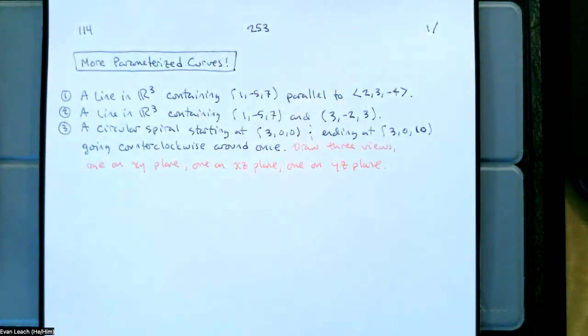Today, we're going to continue looking at parameterized curves that we can stick into a vector field. The first two are going to be pretty important. We're trying to describe a line in three-dimensional space.